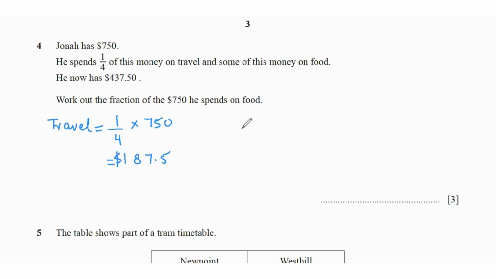Some of this money is spent on food, so we don't know what that amount is. But we know that once he has spent the money on travel and food, he's left with $437.50. So to find the amount that he spent on food, we will subtract the amount of money that he spent on travel and the remaining amount from the total.